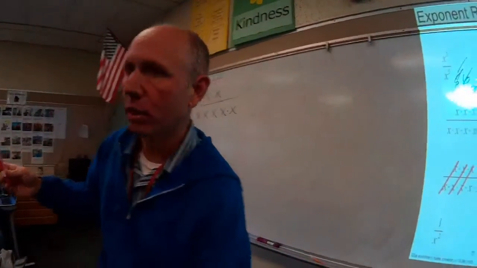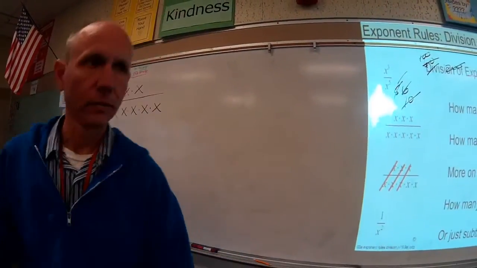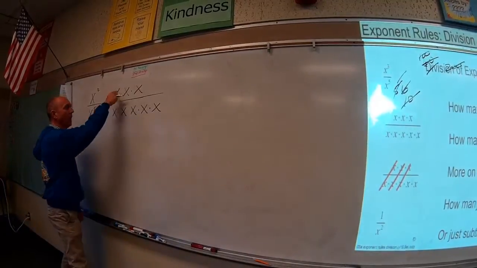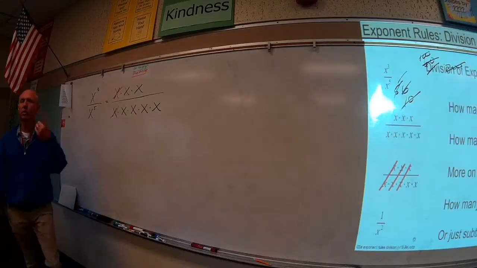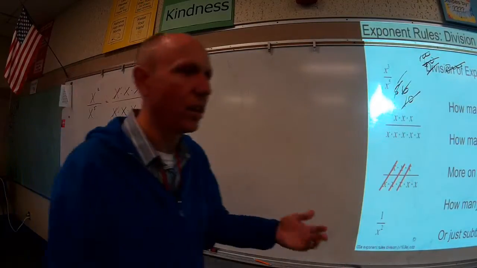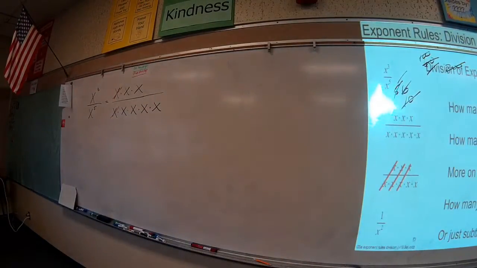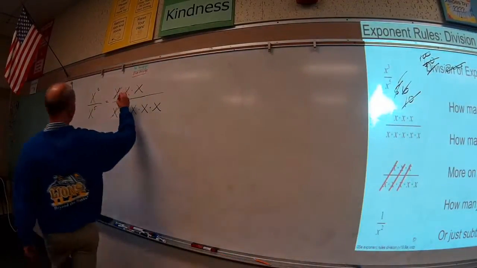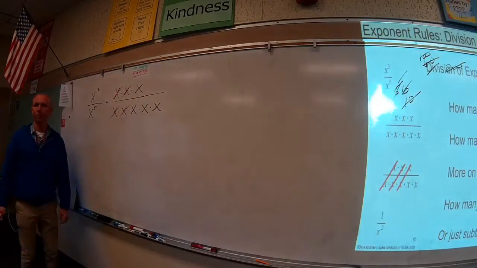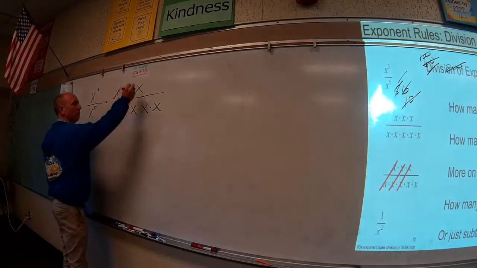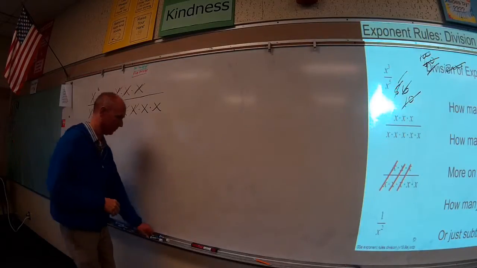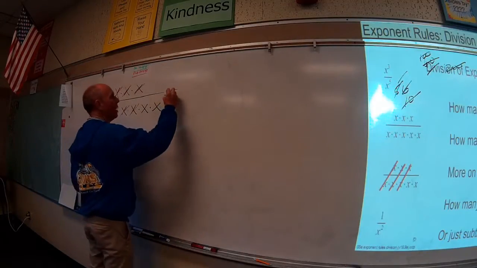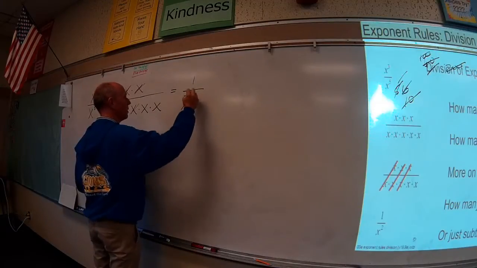I bring it over here. Ready? X over X is 1. I cross them out. They're gone, because they've turned into an invisible 1. It's still a 1, it's there, but I'm not going to write it. What's X over X? 1. Red marker of death and destruction, 1. What's X over X? 1. What am I left with? One over x to the second power. I'm left with 1 over X to the second power.